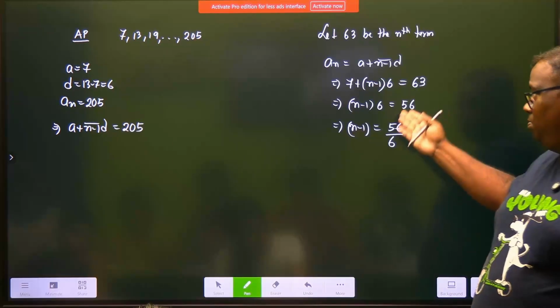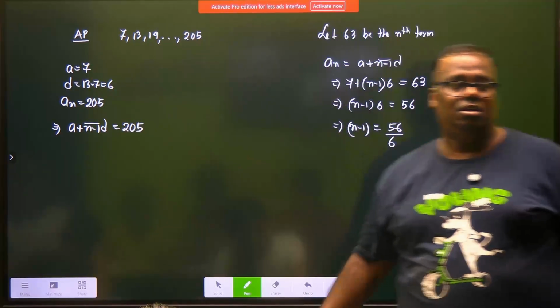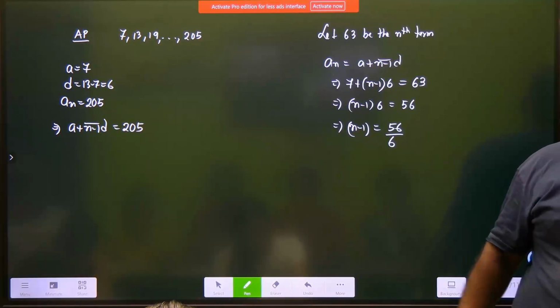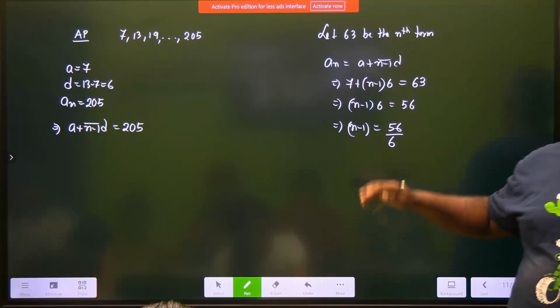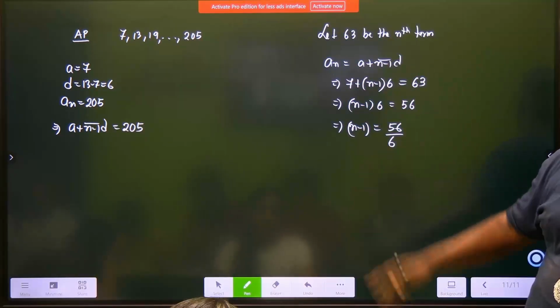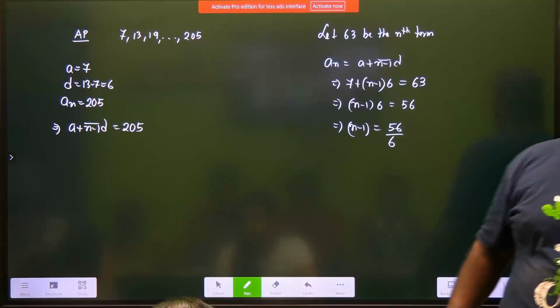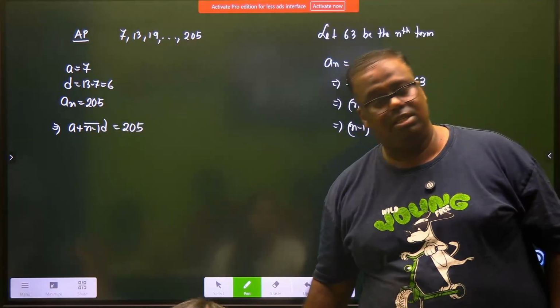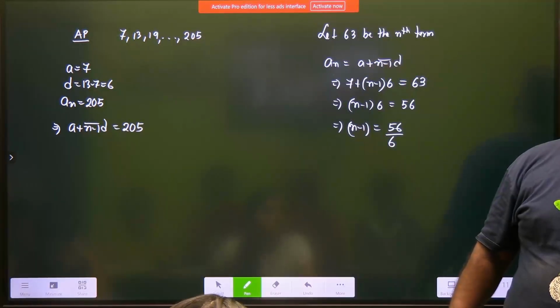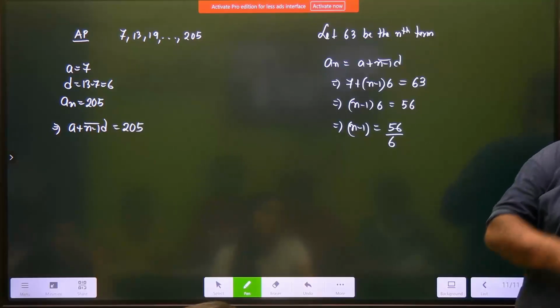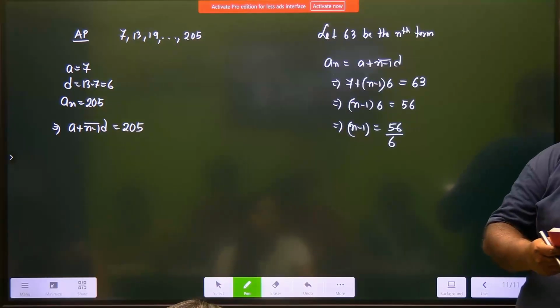Does 63 belong to this AP? Let's say yes, it belongs to the AP and it is some nth term. And then you populate the nth term and you find out if your n comes as a whole number, that means yes, it actually belongs. Samjhe? चले next problem. गजब problem दे रहा है अभी.